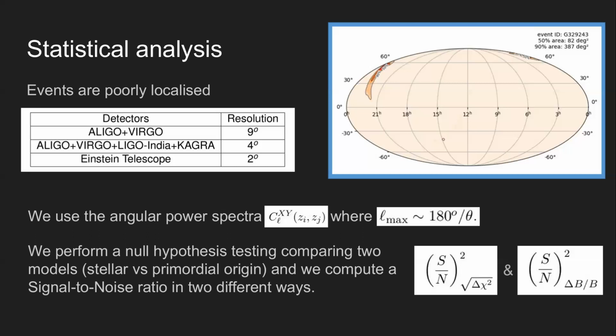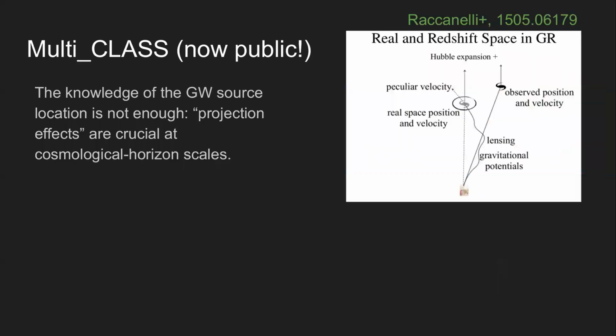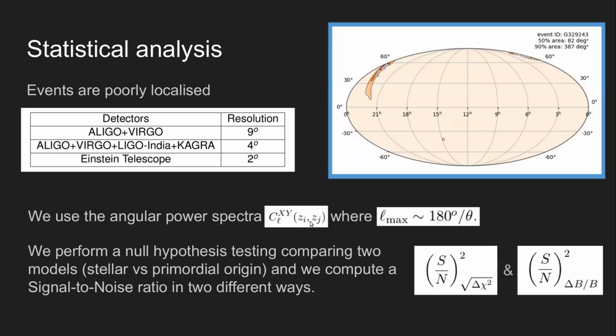What we can do is some kind of null hypothesis test, just to understand if we can separate the stellar scenario from the primordial scenarios. Now, to do that, we have to compute these statistical properties. And we have released a code that does that, called MultiCLASS, an extension of CLASS that allows you to work with different tracers. So instead of having the C_ells of gravitational wave and gravitational wave, you can also have C_ells of gravitational wave and galaxies.